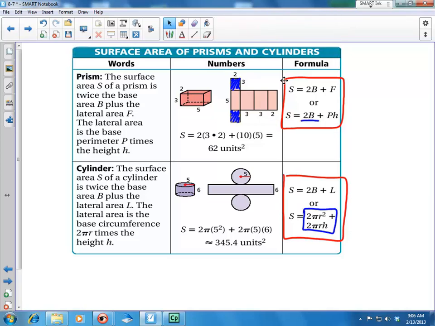2 pi r squared. Now, pi r squared, we know that that's the area of a circle. And we're multiplying it times 2 because we have 2 circles.